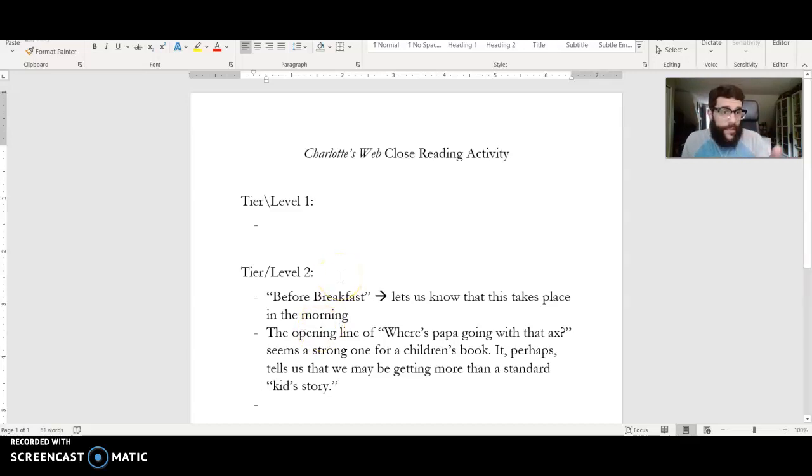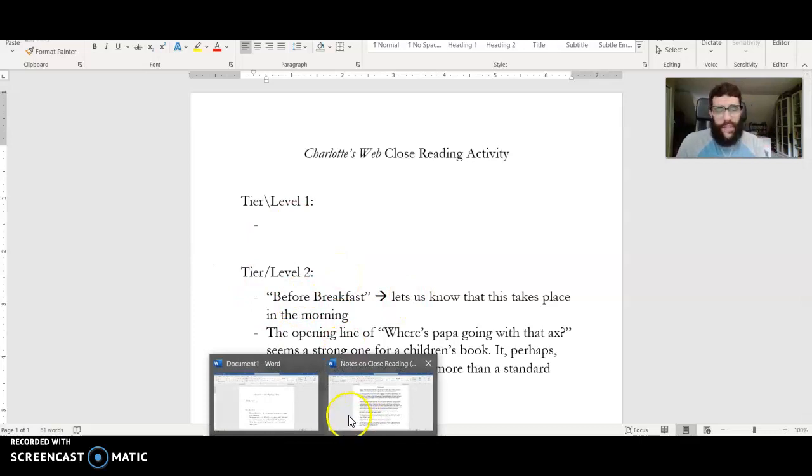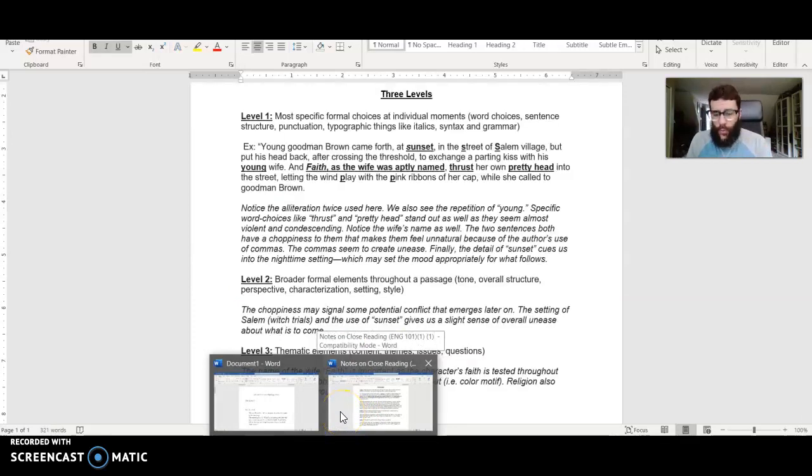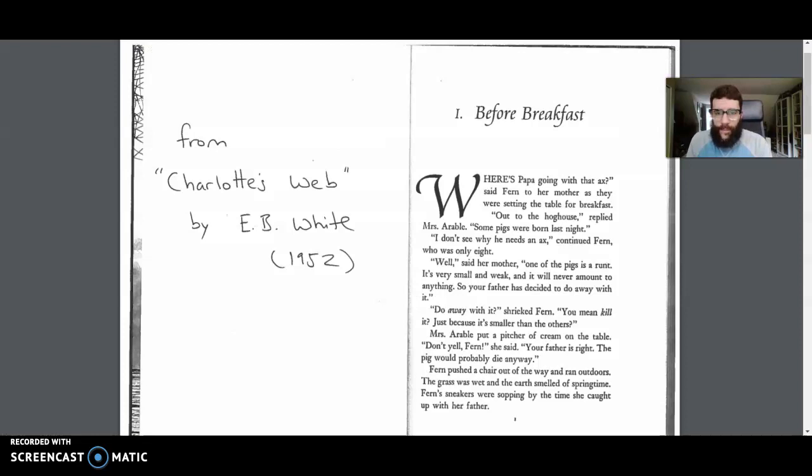And that is correct. If you've read Charlotte's Web, hopefully you have at some point, it is not just a straight kids book. There's definitely more to it than all of that. Sorry to keep bouncing around here.